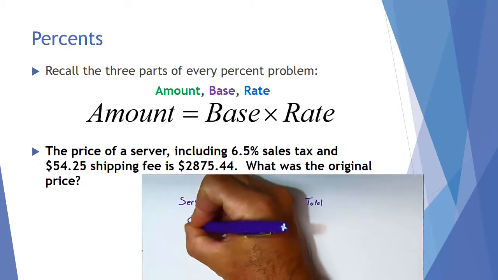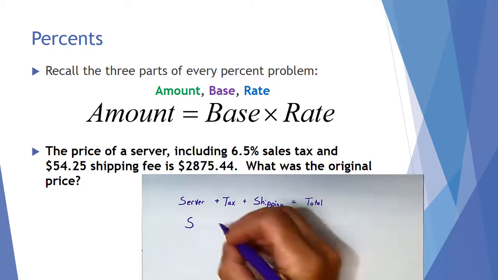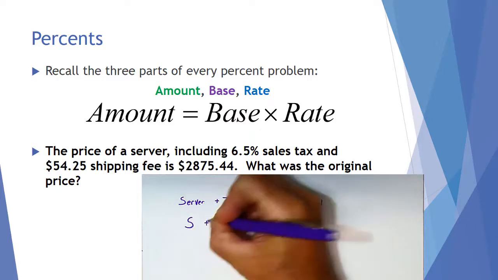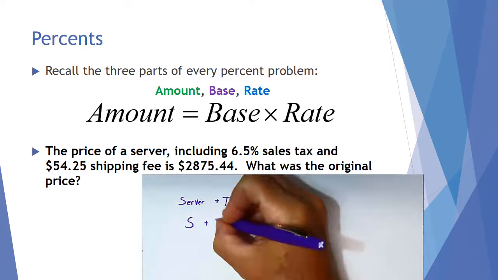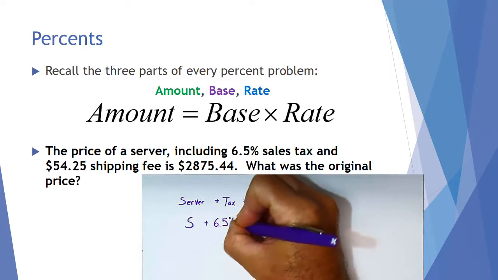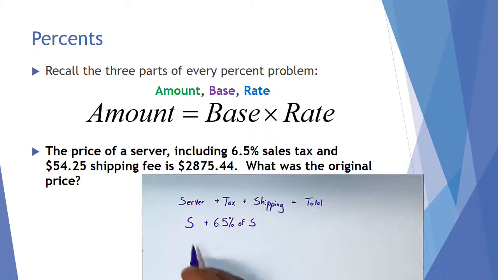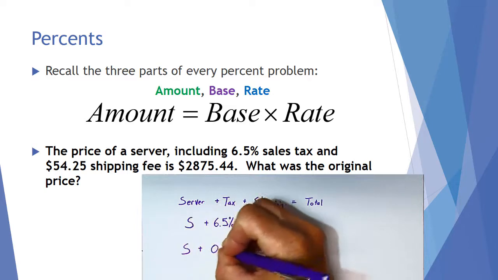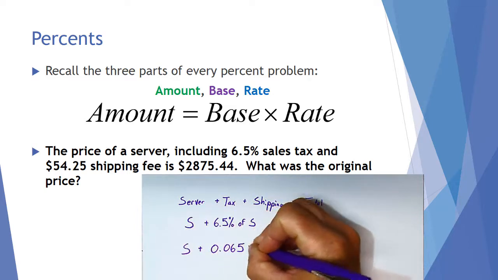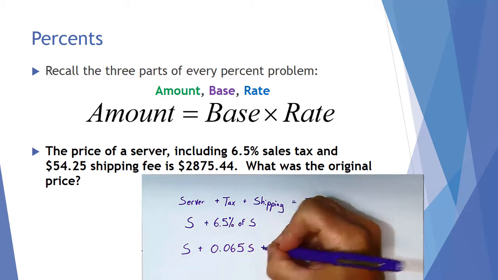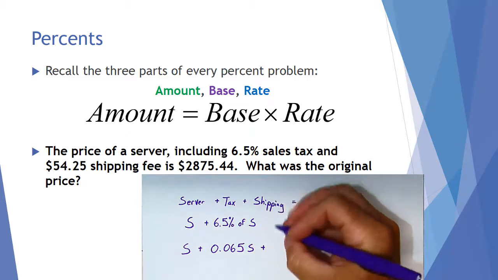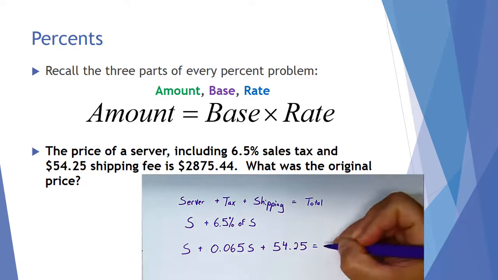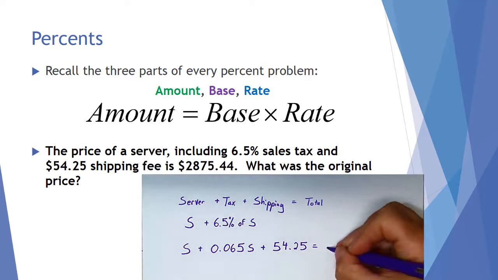So let's let our server be S. That's our variable. Now the tax isn't a separate variable because it depends on the server. So the tax is going to be 6.5% of S. But we know that 6.5% of S is mathematically just the same as 0.065 S. Now to that we're going to add on our shipping costs, but the good news is we know our shipping cost. That was $54.25. And the total there turns out to be $2875.44.